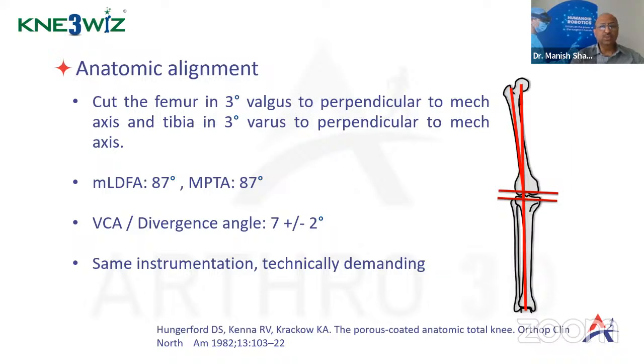The aim was to cut the femur in 3-degree valgus to the perpendicular to mechanical axis and tibia in 3-degree varus to the perpendicular to mechanical axis, thus kind of recreating what was there naturally. Given the fact that in that era, we had the same instrumentation, this was a little technically demanding.